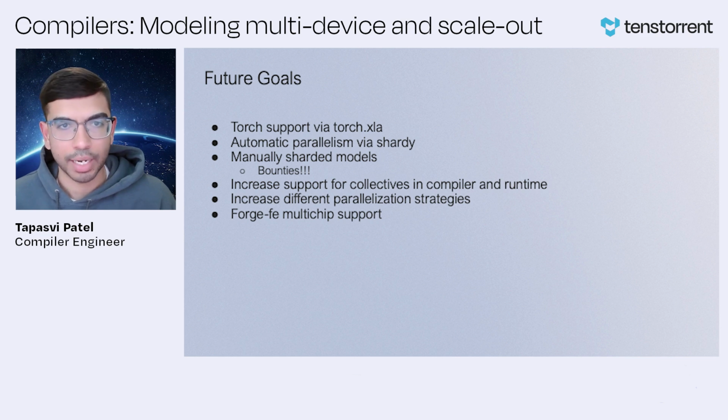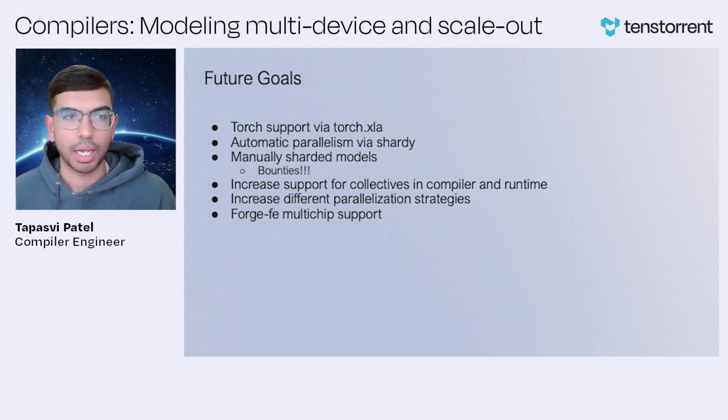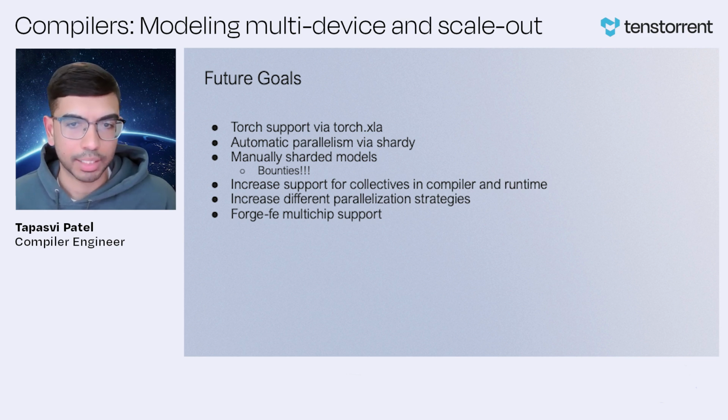Yeah, to summarize some of our future goals, we're expanding support on the Torch side via the Torch XLA path. We want to do more automatic parallelization via Shardy, since Shardy has quite extensive support on this front. We're also manually writing a bunch of manually sharded models. There are a lot of bounties available, increasing support for collectives in compiler and runtime, different parallelization strategies, and also extending multi-chip to the Forge front end, one of our other front ends.